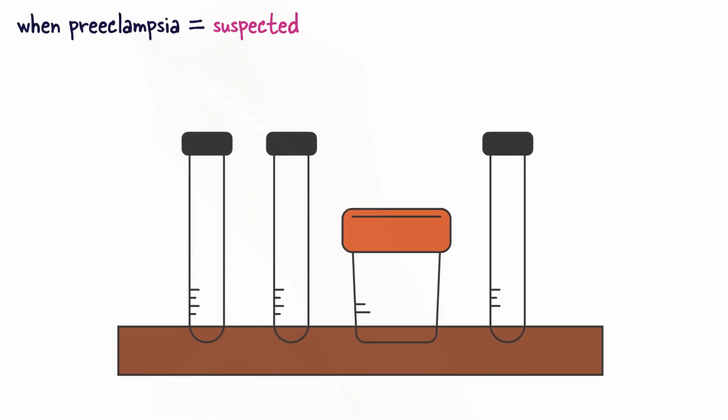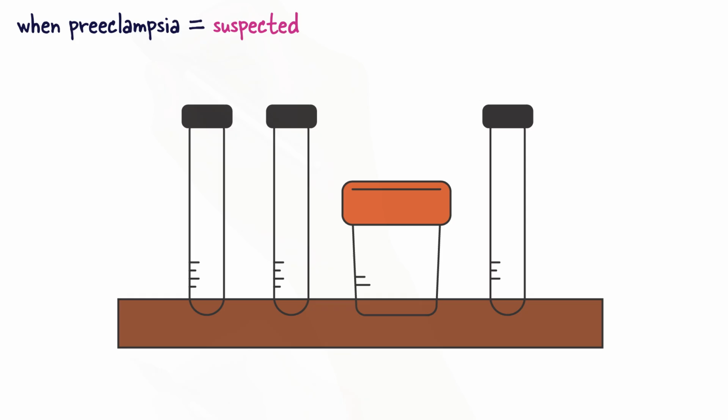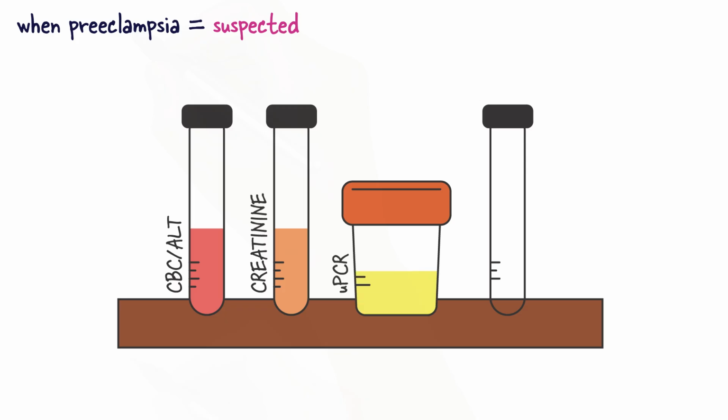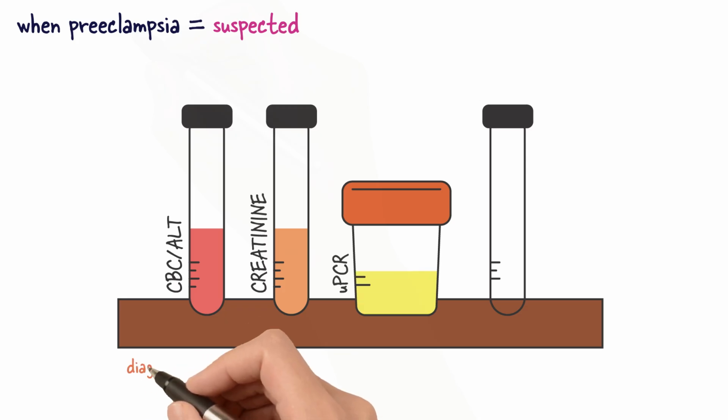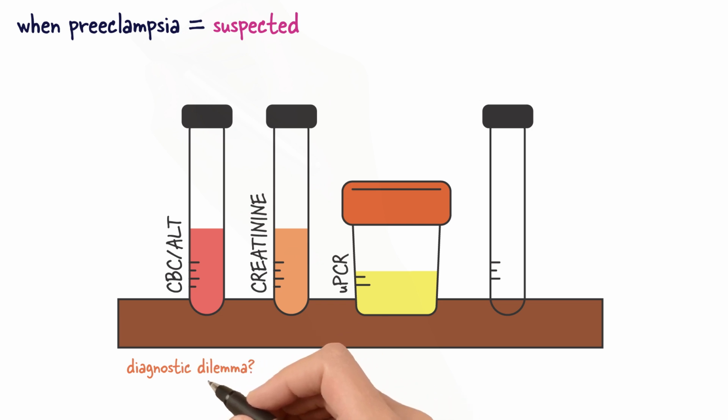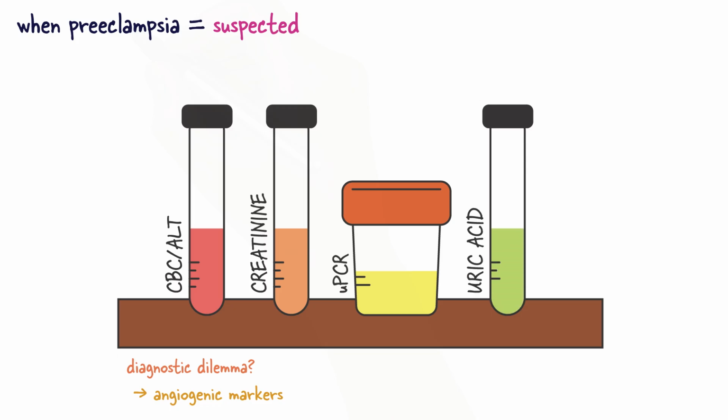When preeclampsia is suspected, the recommended workup includes a CBC, ALT, creatinine, and urine protein to creatinine ratio. Angiogenic markers can be considered if available when there is diagnostic dilemma. Measuring uric acid does not add to the diagnosis and is not routinely recommended.